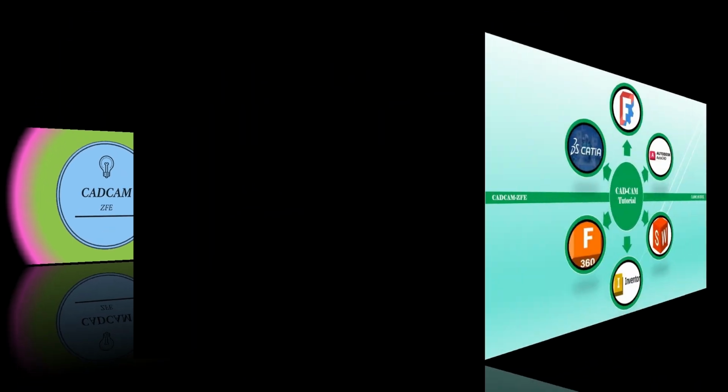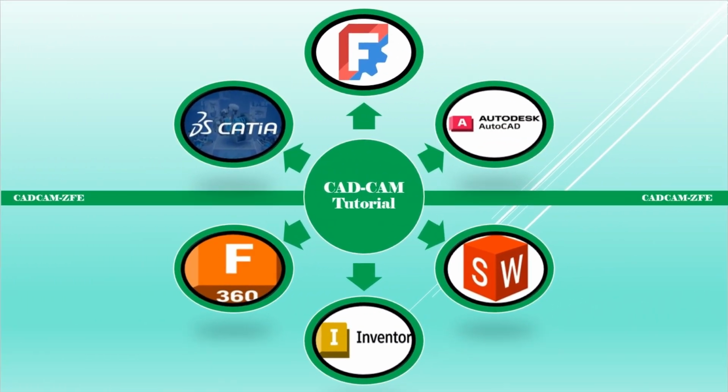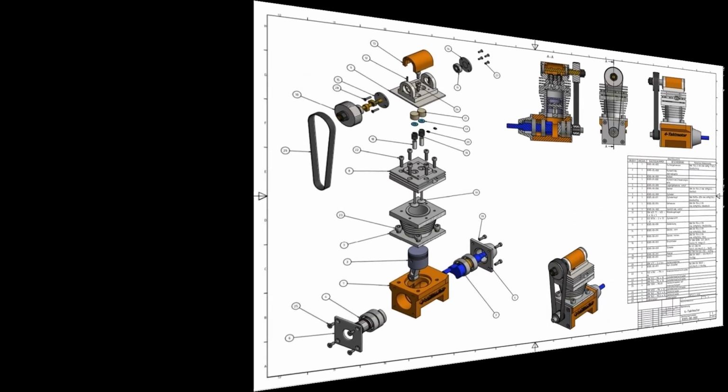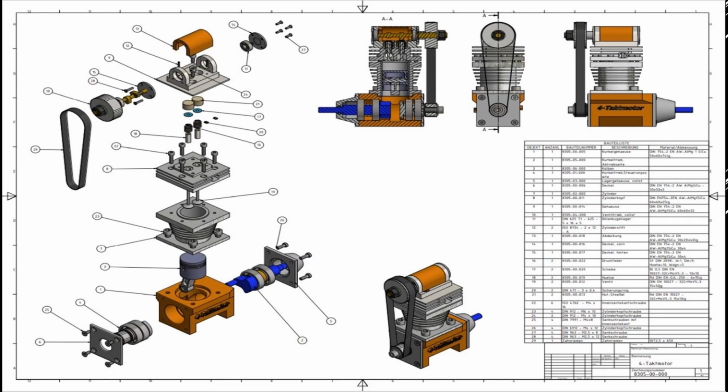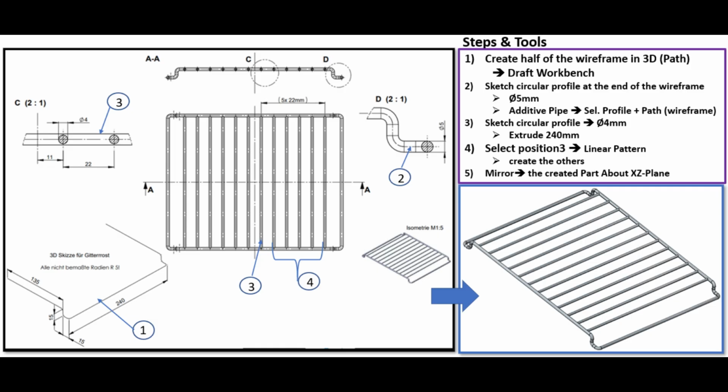In this tutorial, I will show you how to create a 3D model from an existing 2D drawing with the help of FreeCAD Part Design and Draft tools like Polyline, Additive Pipe, Linear Pattern, Mirror, and Extrude. This is the exercise for today. We convert this 2D drawing step by step into this 3D solid part.